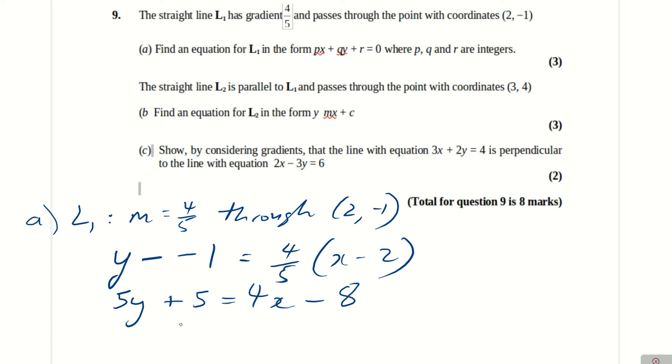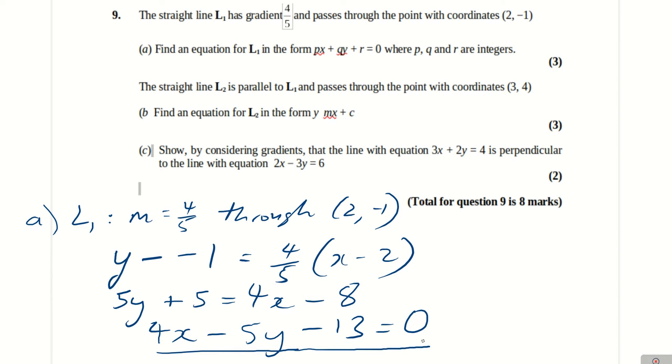Gather everything onto one side, so probably easiest to say 4x minus 5y, and then minus 8 minus 5 is minus 13 equals 0. And there we have it. I mean, you might also end up with minus 4x plus 5y plus 13 equals 0, which is fine as well.